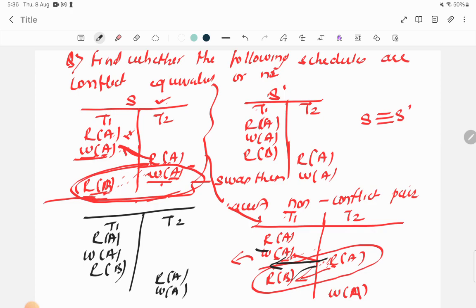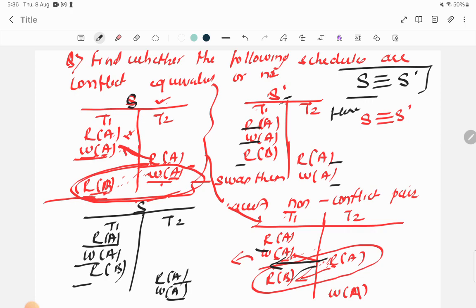Now this is our S schedule. If you check the S dash schedule, which is here, you can see RA WA RB, RA WA, RA WA RB, RA WA. So see, after swapping the non-conflict pair, we have changed this S schedule to S dash schedule. It means that S is conflict equivalent to S dash, hence proved.